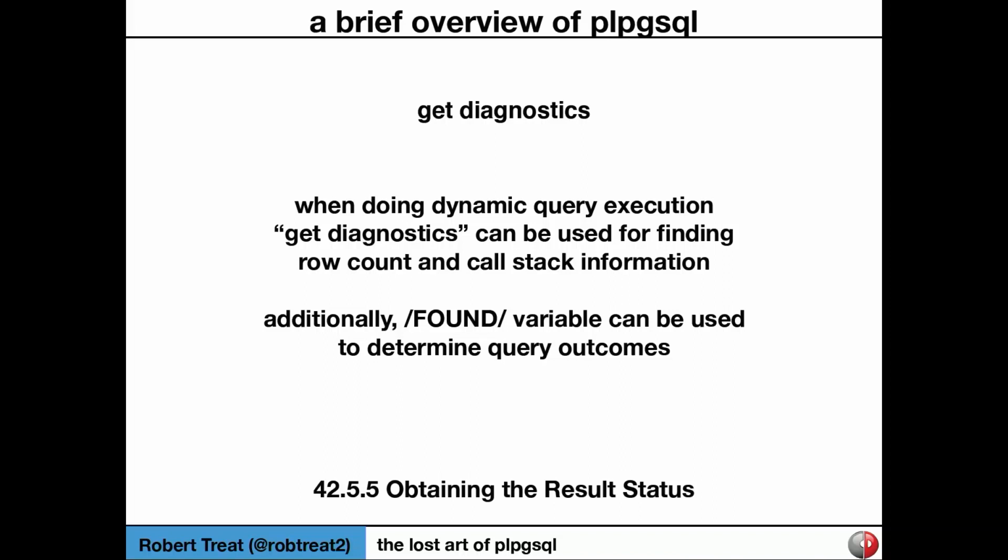And the name of that section, Get Diagnostics, doesn't actually sound like something that would be useful unless you're maybe doing development. It's actually useful for everybody. So it's 42.5.5, obtaining the result status. Again, not exactly a highlighted headline there. But if you're getting into this, go read that section, because there are pieces of that, like the found variable and all that, that are really useful for doing more complex logic. So there's a hot tip right there. You can put that one in.